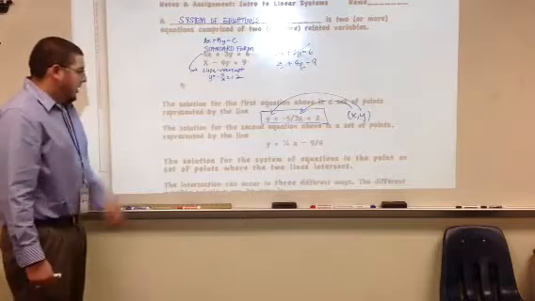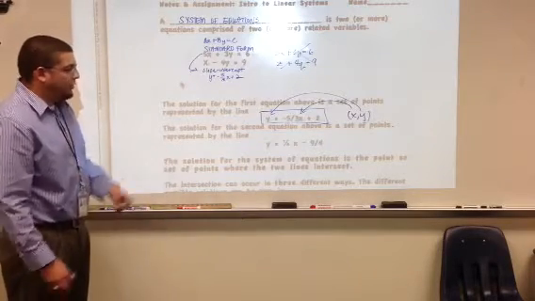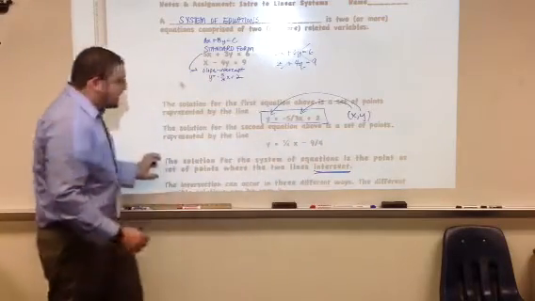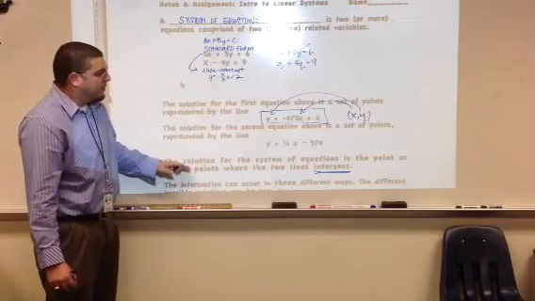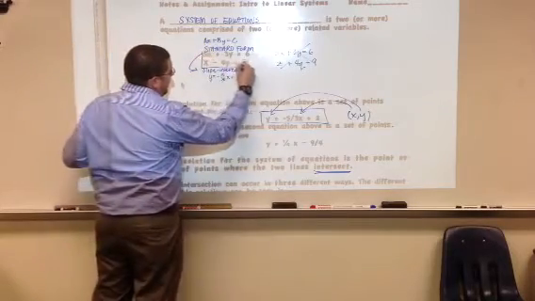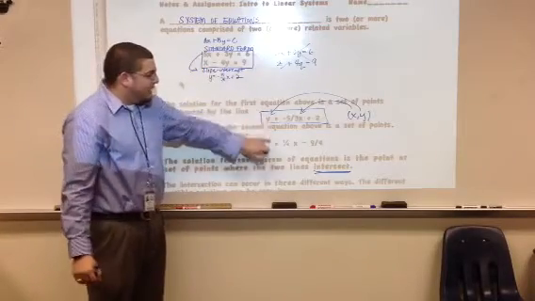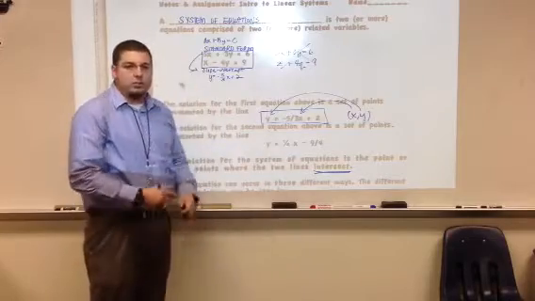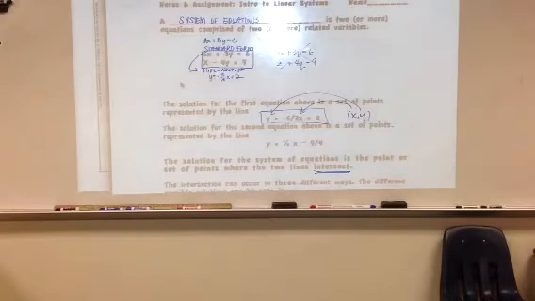Okay? Now, the solution for the system of equations is the point or set of points where the two lines intersect. This is huge. I would highlight this in your notes, star this, or whatever the case is. If I want to solve this system, again, this is my original system right here, basically I would graph these two equations, and where those lines cross, they're going to share one point. That's your solution. Okay, make sure you write that down and have that in your notes.